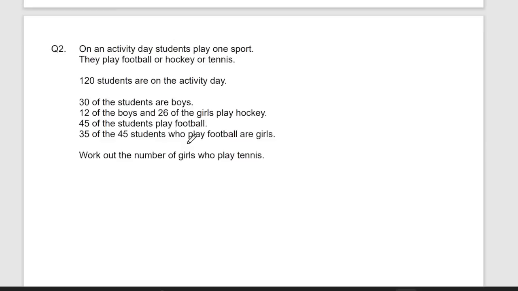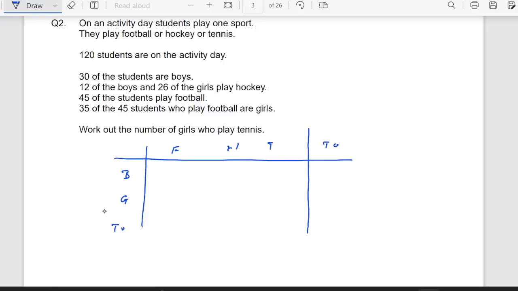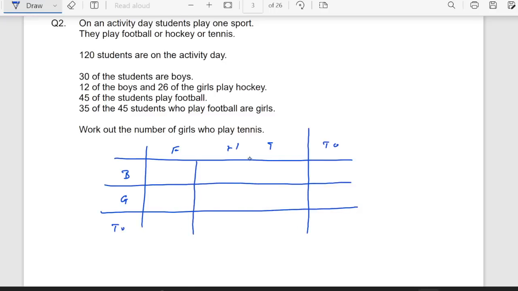Okay, question 2. On an activity day, students play sports. They play football or hockey or tennis. 120 students are on the activity day, 30, and then you're given information. So this is setting really up for a two-way table where we've got boys and girls, and then we've got the options of football, hockey and tennis. So I'm going to put a total and a total. In the end, I want to work out the number of girls who play tennis. So that's really the one that I'm trying to work out.